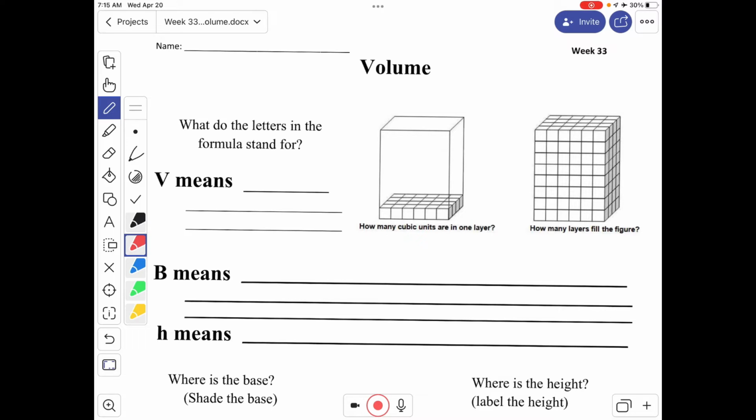Let's look at the meaning of those letters that are in the formula. V means volume. That's what it stands for. And every time you see the letter V, you need to say the word volume. So volume, which is how many cubes will fit inside.